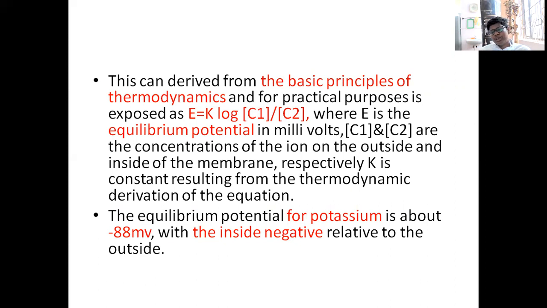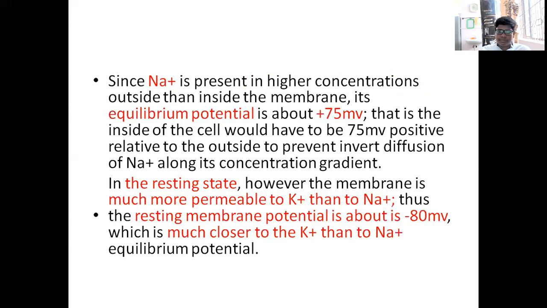The equilibrium potential for potassium is about minus 88 millivolts, with the inside negative relative to the outside. Since sodium is present in higher concentration outside than inside the membrane, its equilibrium potential is about plus 75 millivolts. That is, inside the cell would have to be 75 millivolts positive relative to the outside to prevent inward diffusion of sodium along its concentration gradient.